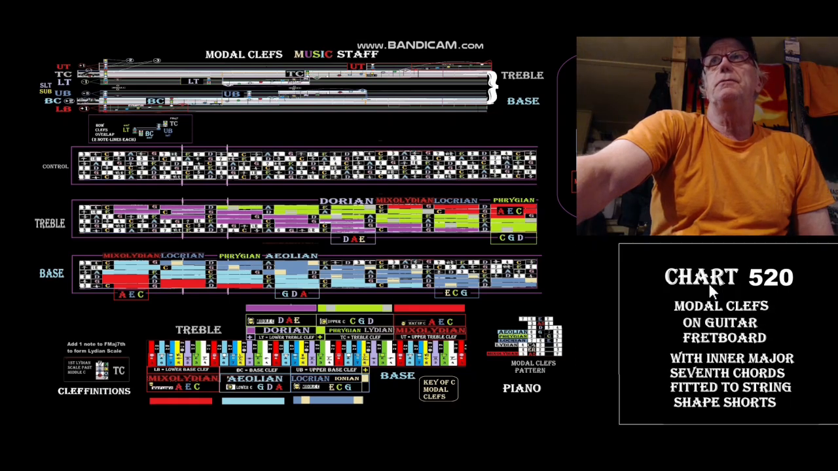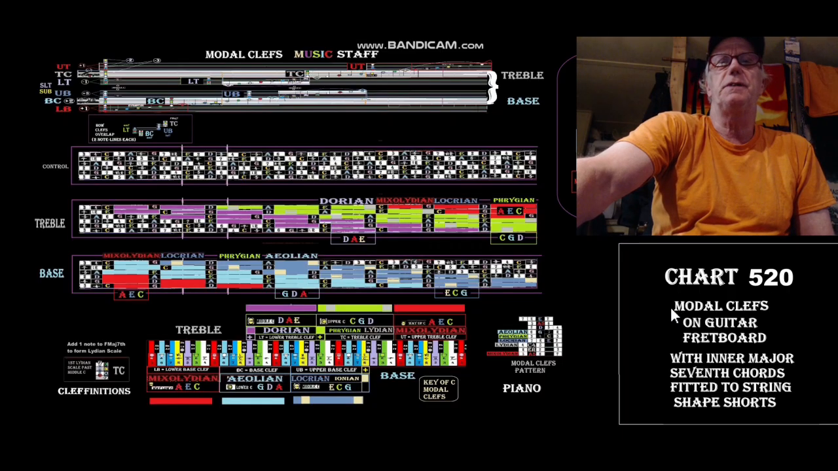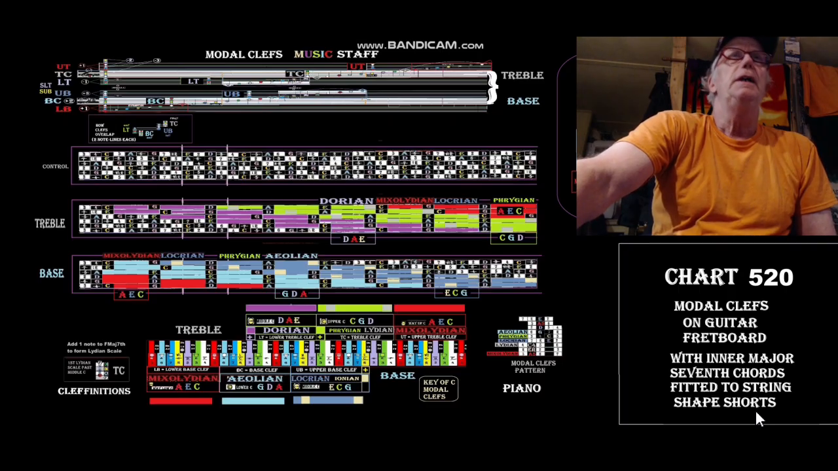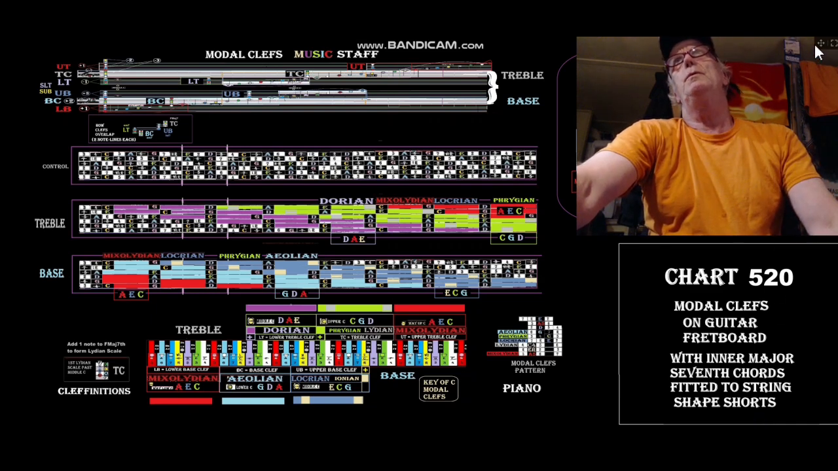This is the most recent chart here, chart 520. You see here we have the Arial font. I just thought it would be interesting. Sometimes I'm just too lazy to change fonts all the time. So we've got modal clefs on guitar fretboards, with inner major 7th chords fitting to string-shaped shorts. In other words, what are we talking about?